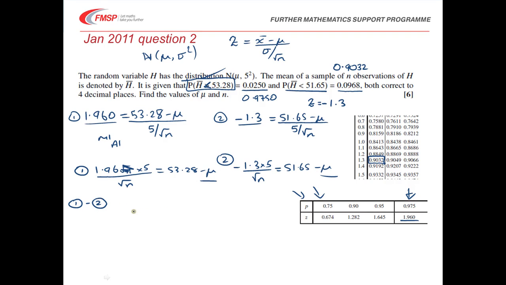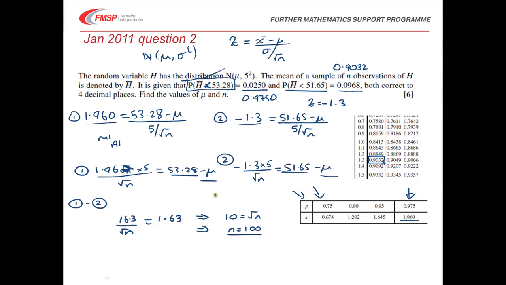If I do that, I'm going to get 16.3 over root n is equal to, I'm going to do that minus that, gives me 1.63. So I can see that this leads me nicely to state that 10 is equal to root n. Or in other words, n is actually equal to 100. So that's great. I found one of my variables. So now all I need to do is figure out what mu is.